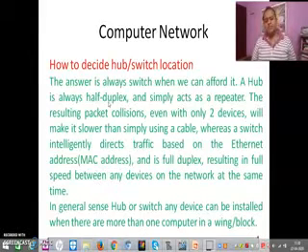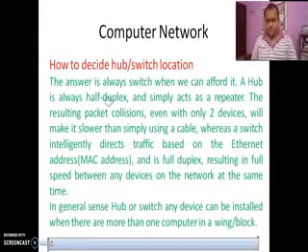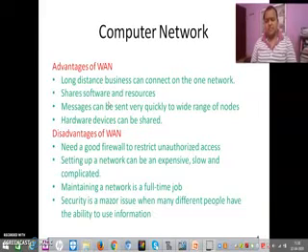So friends, this is all about today's class. We have started from topologies and moved back to the network. So I hope that you have understood it very well.